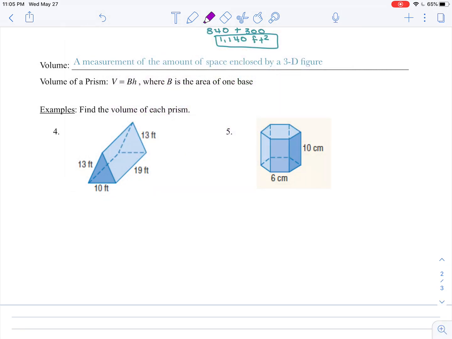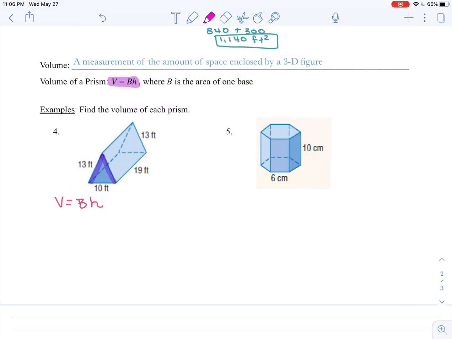For a prism, the formula for volume is area of the base times the height. So here's our capital B again, area of only one of the bases, times height, the height of the prism. So we have 2 examples here. The first one is a triangular prism. So if we need the volume of this triangular prism, we have to start by figuring out the area of one of the bases and then multiply it by the height.